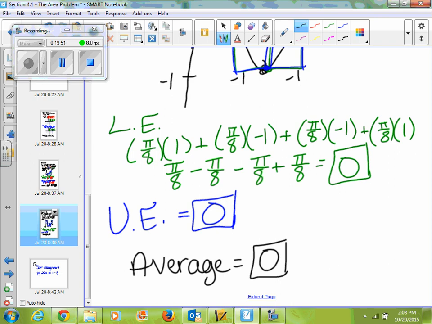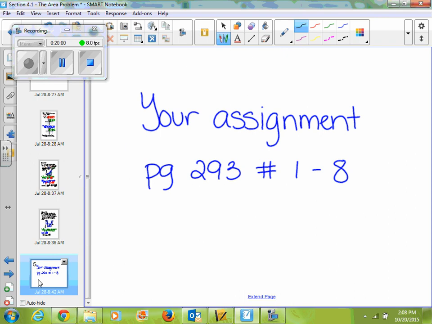Okay, how do we feel about finding area under curve? Good, bad, not good? Okay. Alright, you guys have a fairly short assignment today, 293, 1 through 8.